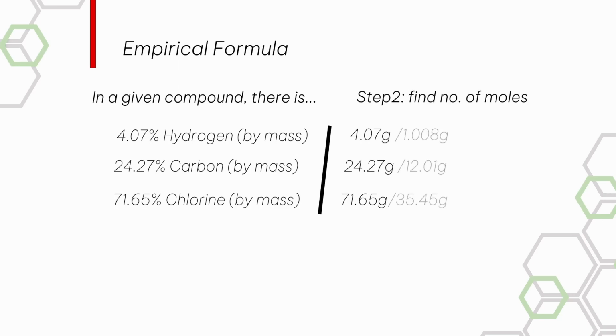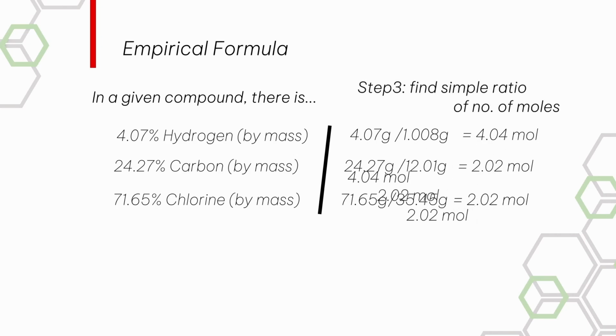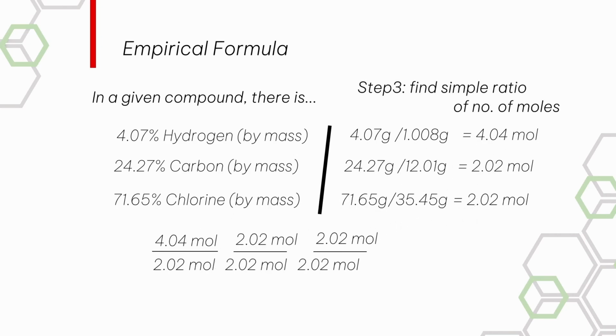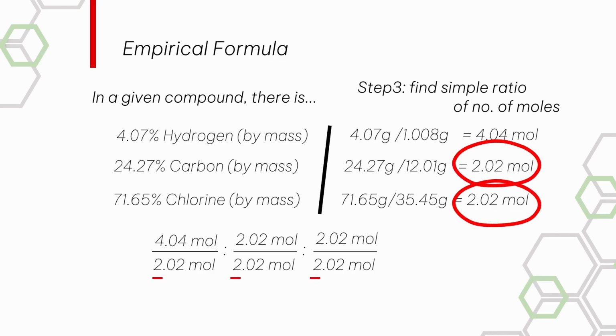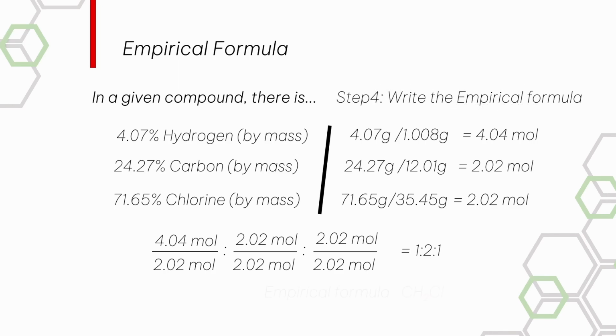Now if we divide the mass of these elements by their molar mass, then we can know their number of moles. Now to find their ratio in this compound, divide the number of moles of all the elements by the element which has the lowest number of moles. Here the elements with the lowest number of moles are carbon and chlorine. So if we divide these 3 numbers by any one of these 2 numbers, then we will know their simple ratio. And we can write their empirical formula something like this.